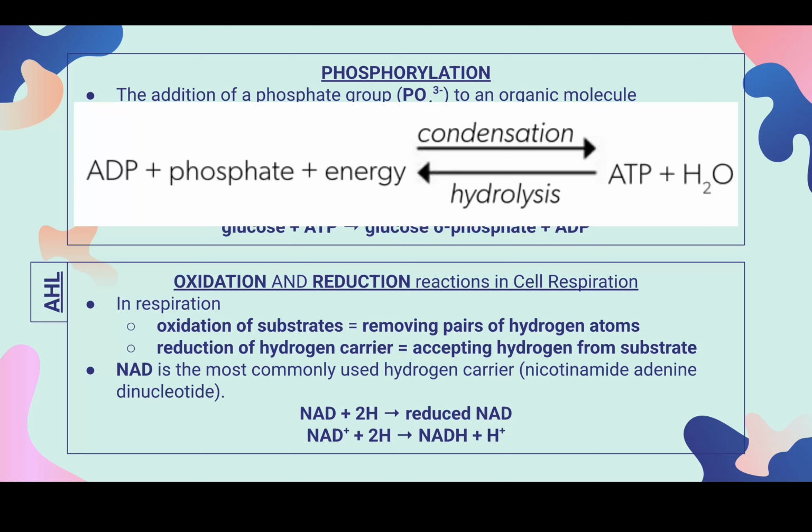Potentially? Roughly? Fine. Basically, in respiration, the oxidation of substrates means that you're removing pairs of hydrogen atoms, and reduction of a hydrogen carrier means that you're accepting the hydrogen from the substrate.